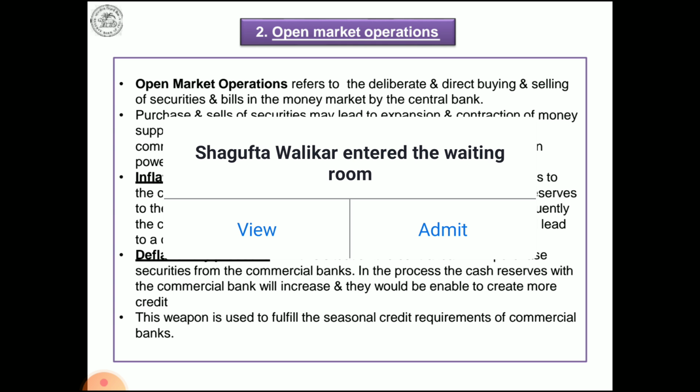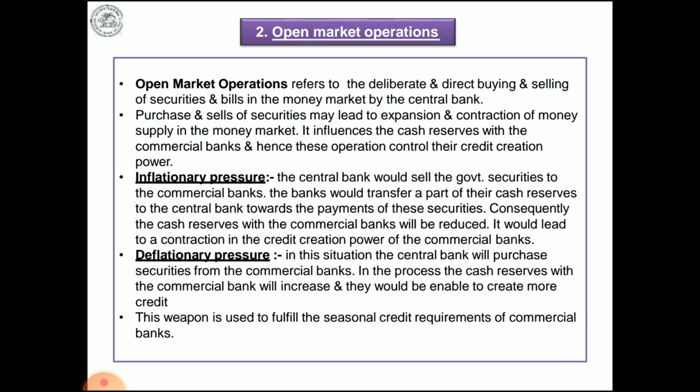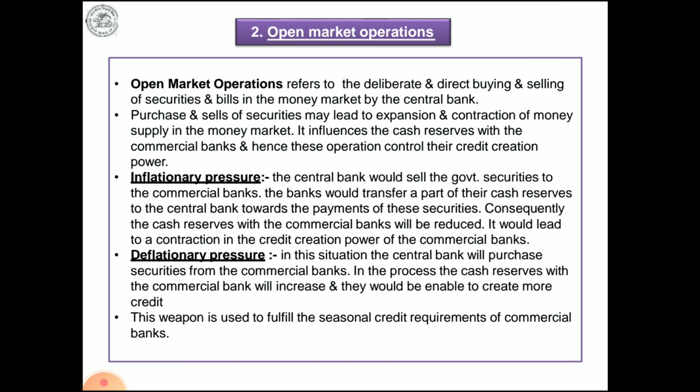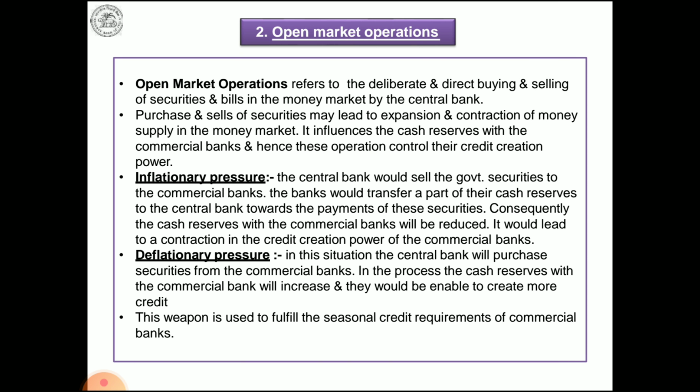Suppose 1,000 crore rupees was there, when they are purchasing it, they will pay the cash. Let us take some 200 crores of additional cash the commercial banks are getting. That means again commercial banks will have enough amount. There will be expansion in the amount. So that is done in case of deflationary pressure or deflation phase. This process is called open market operation.